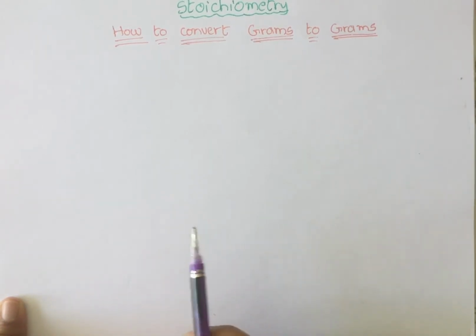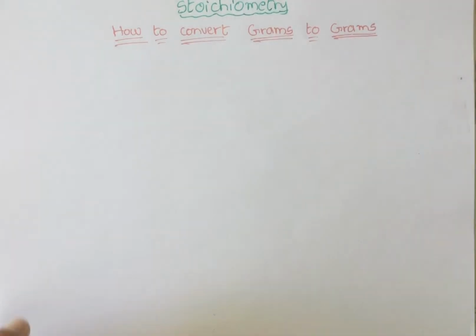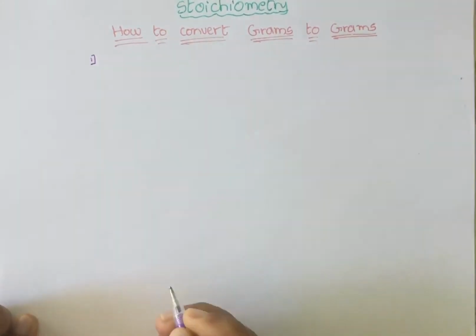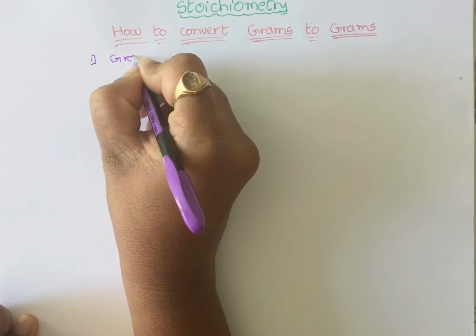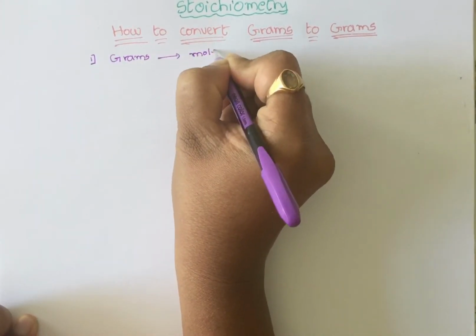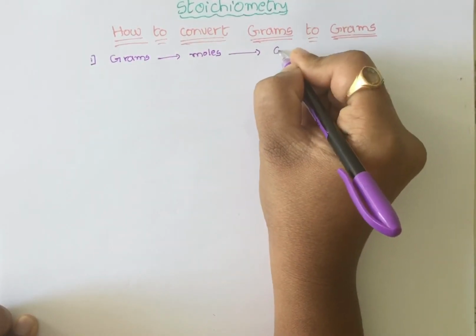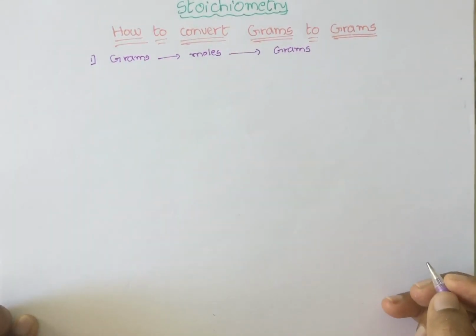Let us discuss how to convert grams to grams in stoichiometry. This can be done in two simple steps. I am going to give a simple trick for how to convert it. First, we have to convert grams to moles of a given substance. Then we have to convert moles again to grams of the required substance.